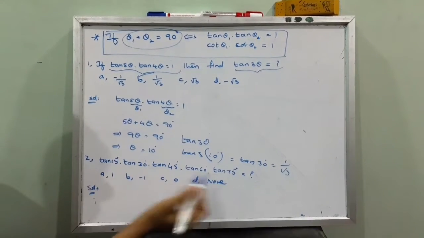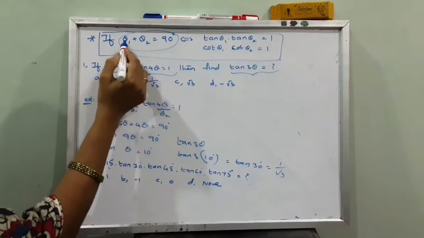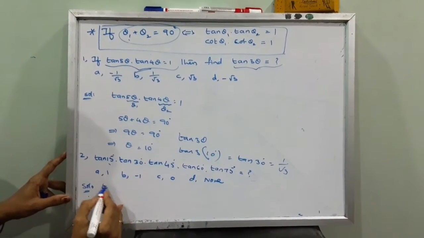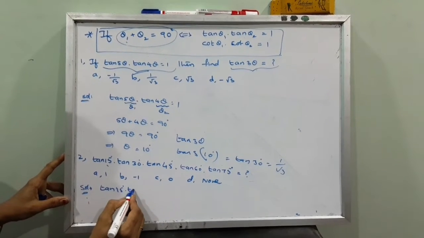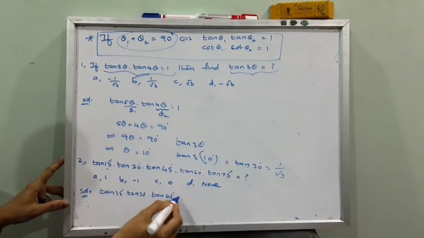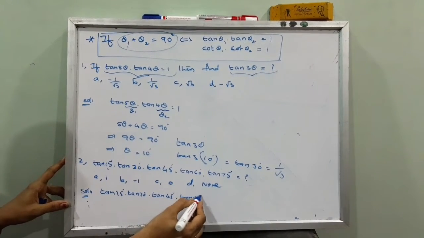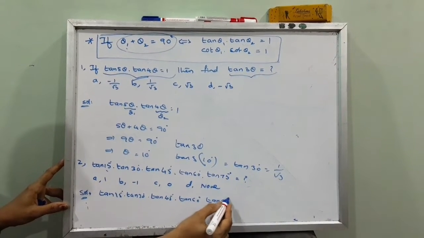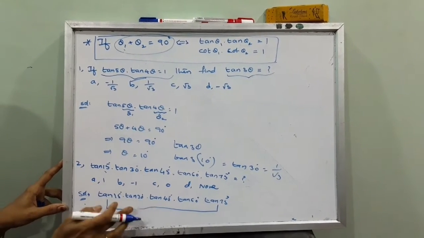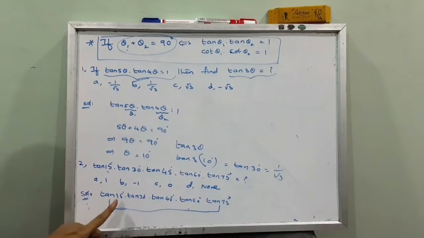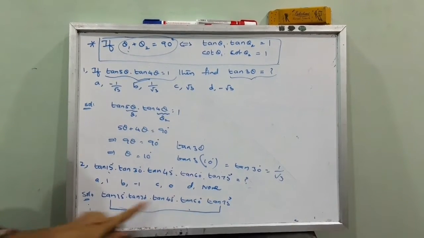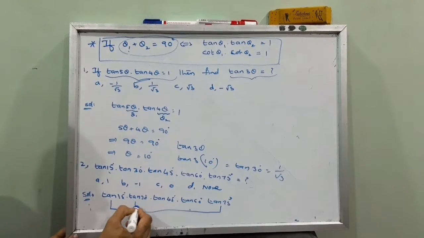So here tan 15 into tan 75. Here the condition must be satisfied: theta 1 plus theta 2 is equal to 90 degrees. Here I am taking tan 15 degrees into tan 30 degrees into tan 45 degrees into tan 60 degrees into tan 75 degrees. From the first ratio and the last ratio, 15 degrees plus 75 degrees, the sum of the two angles is 90. 15 plus 75 is 90.